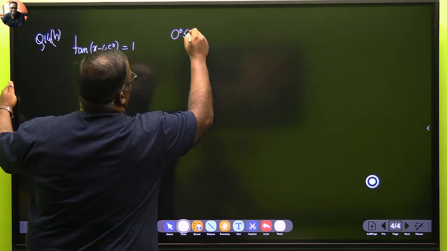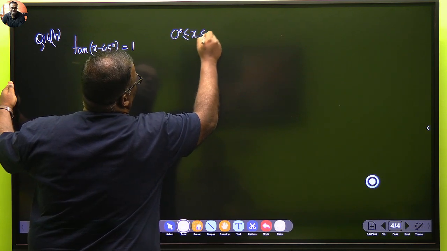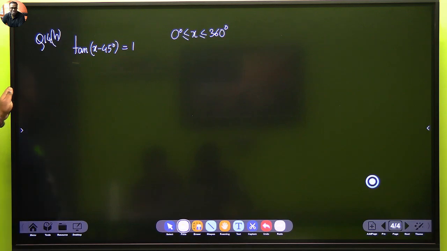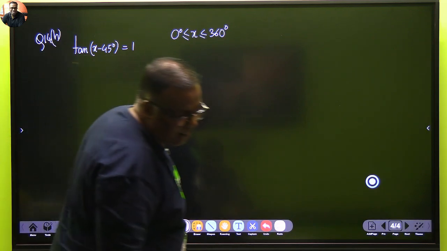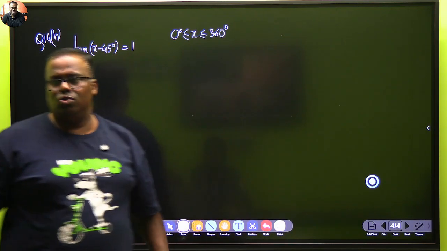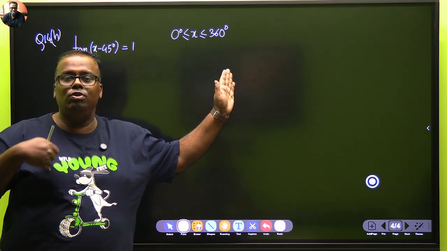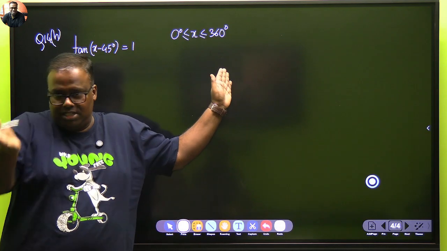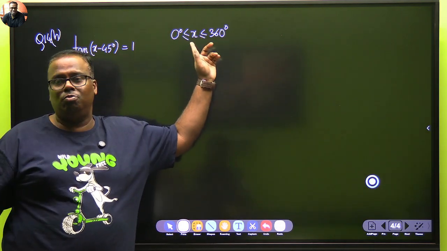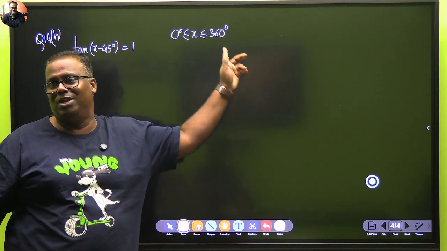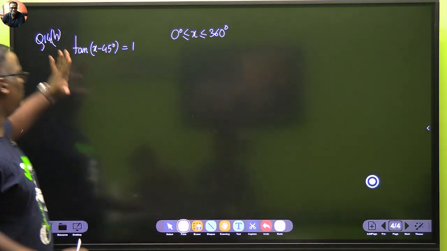0 degrees. X should be between 0 and 360. And what have they asked us? Look at the header question: solve the following. So that means we need to solve for x. And the x that we will be presenting should be in this bandwidth, that's all. So let's start solving this equation.